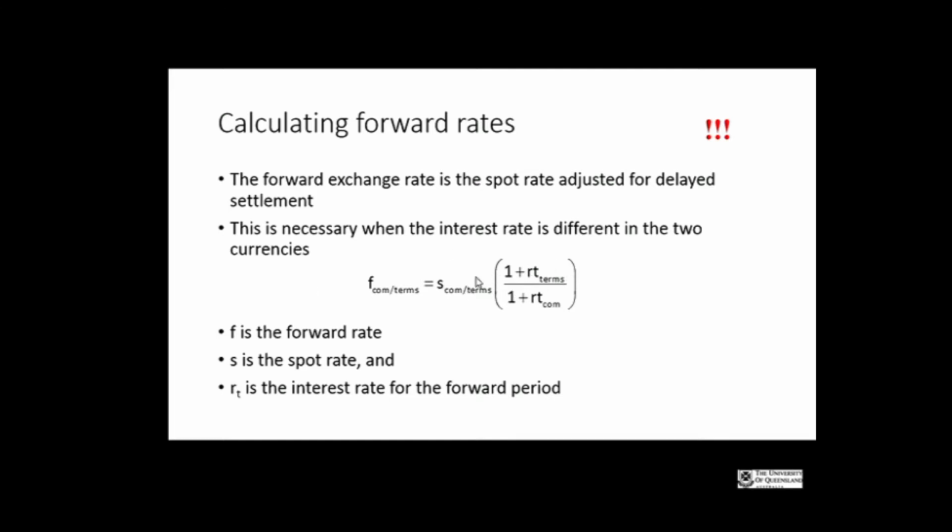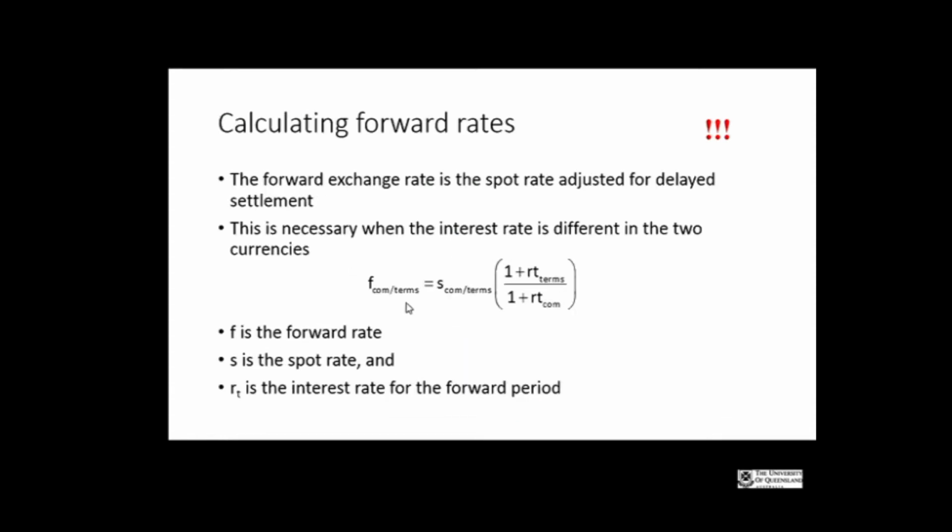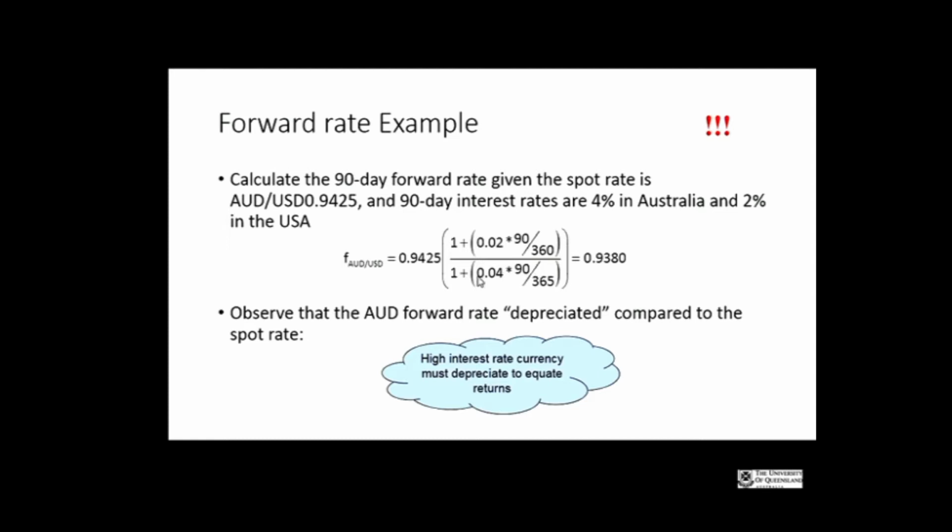If you plug in numbers from just beforehand, you should get, I think it's coming on the next slide, right here. So here we've got the number from beforehand, the spot rate, Australian to US dollars. Then we had the interest rates. So the Australian one goes on the bottom, 4% on the bottom, 2% on the top for 90 days. Typing it all into your calculator, and then you get 0.9380. And actually there are lots of numbers behind it too, blah blah blah.